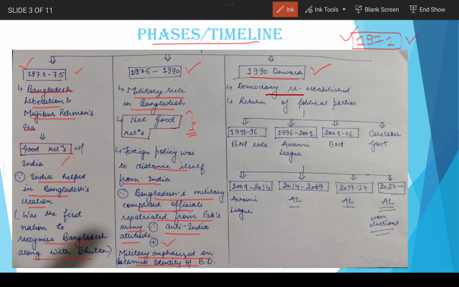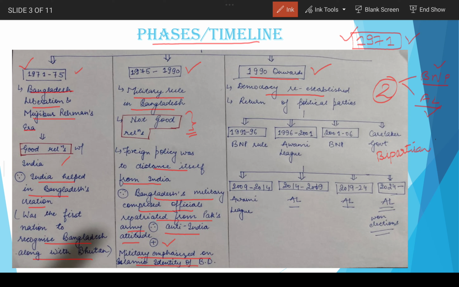1990 onwards, democracy was re-established. There are two major political parties in Bangladesh: the BNP, Bangladesh Nationalist Party, and the Awami League. India has good relations with the Awami League, but the BNP is actually pro-China and not pro-India. So India does not have bipartisan consensus. This is the term: bipartisan consensus.